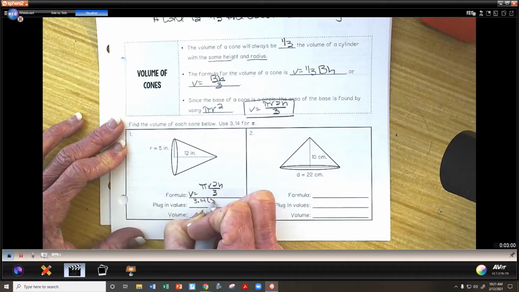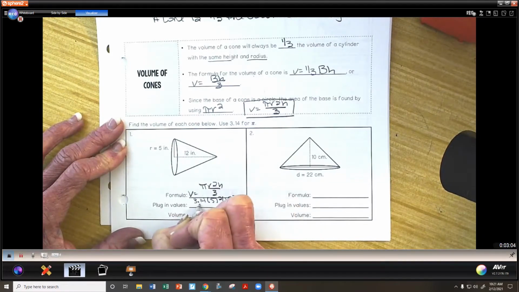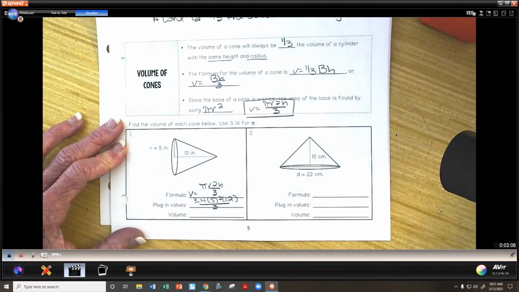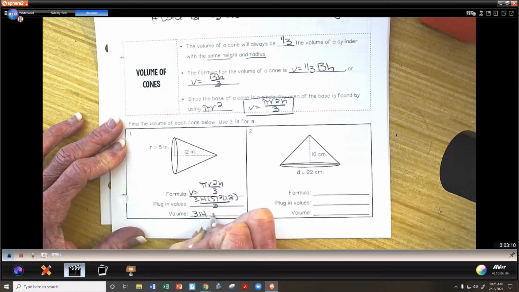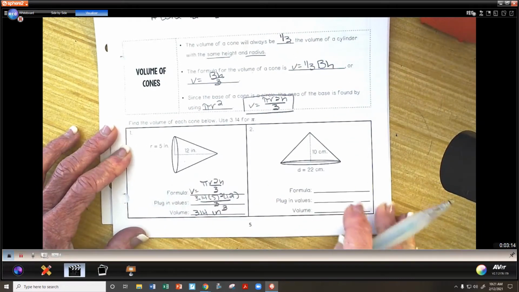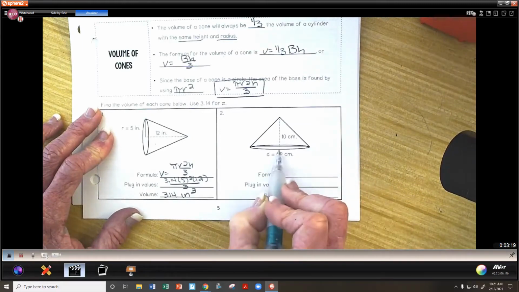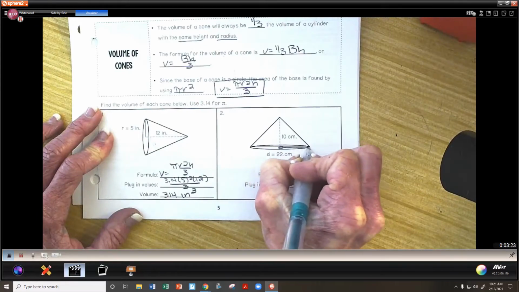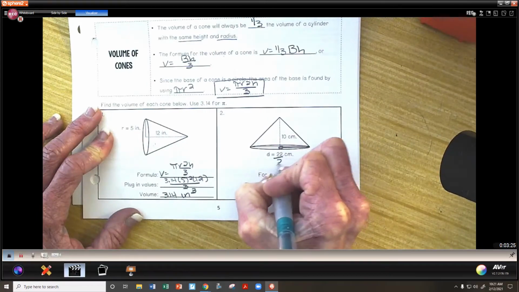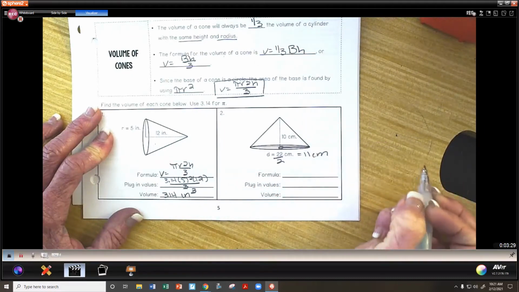3.14 times 5 squared times 12 divided by 3. And when we do that, we're going to get 314 inch cubes. We're still talking about how many cubes are in there. That's volume. All right, on this one, first of all, notice they give us the diameter. We want the radius. So we're going to divide that by 2, and we get 11 centimeters.